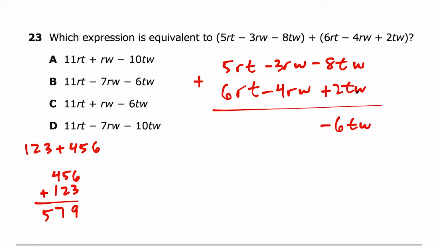And then I just tack on the TW. I have negative 3 minus 4 is negative 7. And then I tack on the RW. And then I have 5 plus 6 is 11. And then I throw on the RT. So now just look through the answer choices. We have 11 RT minus 7 RW, and then we have minus 6 TW. That's going to match up with choice B.